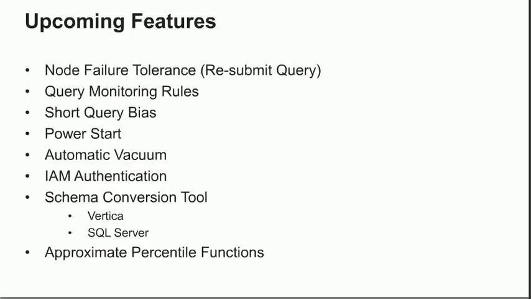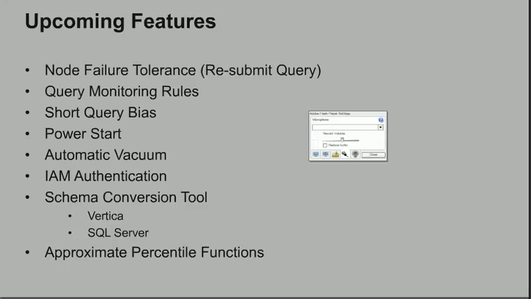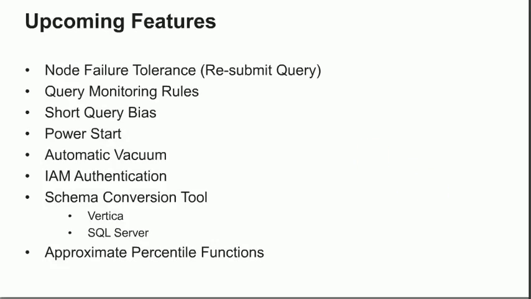The next is we're going to add what are called query monitoring rules. These are rules that can be set up so that, say you have an analyst or someone that's writing bad queries, they come along and do some Cartesian product or something crazy that's going to return billions of rows. This allows you to set up rules that detect those bad queries and kill the query, basically to save the cluster resources for other, more meaningful queries.